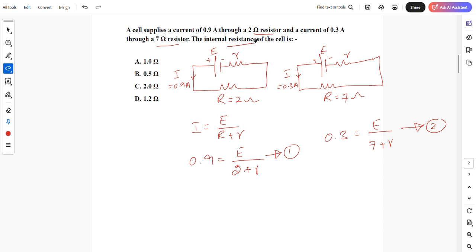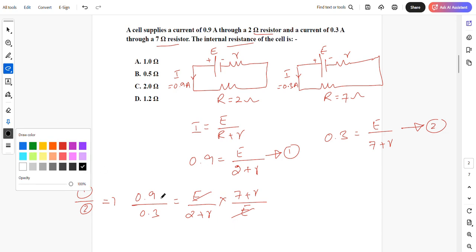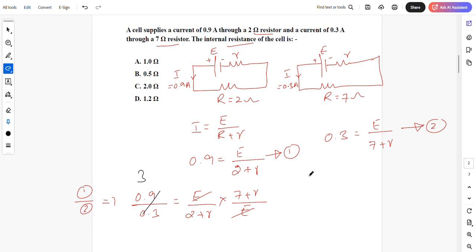What you have to calculate? Internal resistance r you have to calculate. Now I will divide 1 by 2. 0.9 by 0.3 is equal to E divided by 2 plus r, into 7 plus r in the numerator divided by E. E gets cancelled. This is 3, so I can just write 3 into 2 plus r, cross multiply. Your calculation should be very fast. That is equal to 7 plus r.